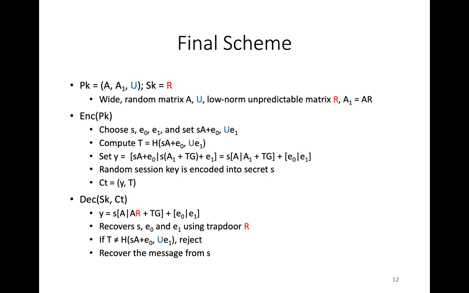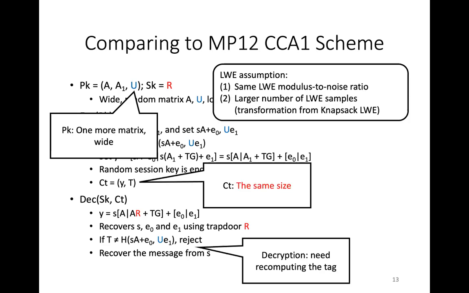Since T is likely to be full rank, we can apply the gadget trapdoor to recover the terms S, E0 and E1. And the extra step we need to do is to recompute the tag to see if it's consistent. If not, we reject. If yes, we recover the message from S or recover the session key from S.